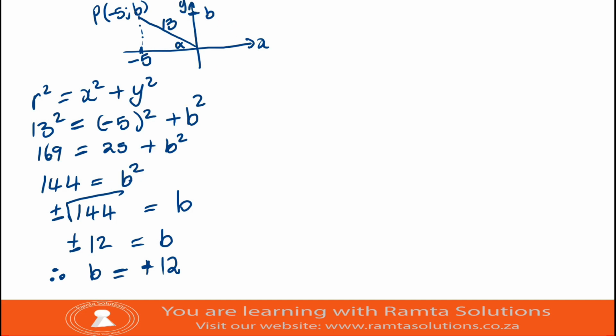Now, let us answer the questions. Question 1 said we must find cos alpha. What is cos alpha? Cosine is adjacent over hypotenuse, so it will be -5 over 13. Indeed, when you look at it, this is the second quadrant, the 180 minus quadrant, right? Cosine must be negative, and indeed it is negative here. So our answer makes sense.